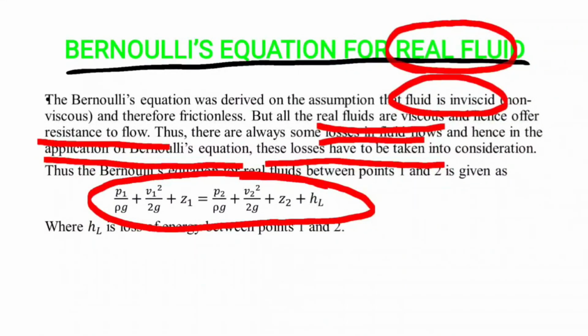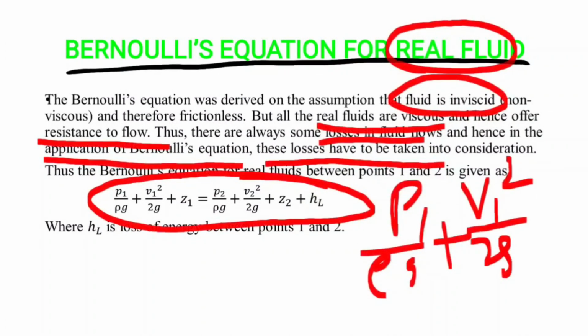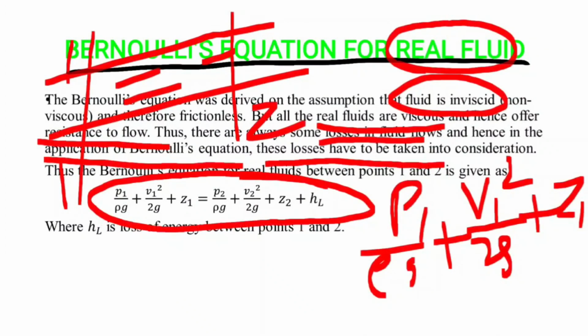For the first point, p1 by rho g plus v1 square by 2g plus z1 is the total energy at the first point. Let's say this is a flow. I consider this is the first point, this is the second point. For the first point the total energy is p1 by rho g plus v1 square by 2g plus z1, and the second point p2 by rho g plus v2 square by 2g plus z2. HL for the real fluid is the loss of energy between point 1 to point 2, loss of head.